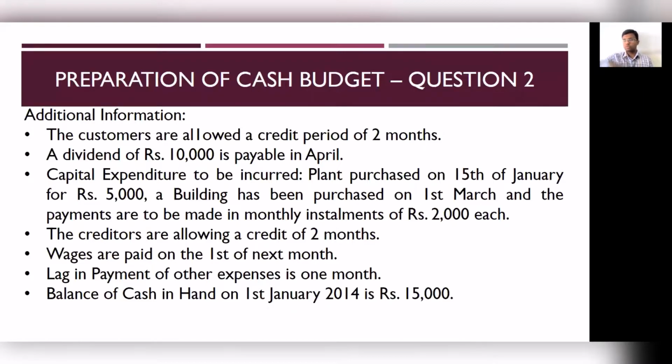Wages are paid on 1st of next month. So this month's wages will be paid next month. Lag in payment of other expenses is 1 month. So for all the other expenses, there is a delay of 1 month. Balance of cash in hand on 1st Jan 2014 is 15,000. This is your opening cash balance for 1st of Jan. So with this note, let's go about the preparation of the cash budget for these 4 months.